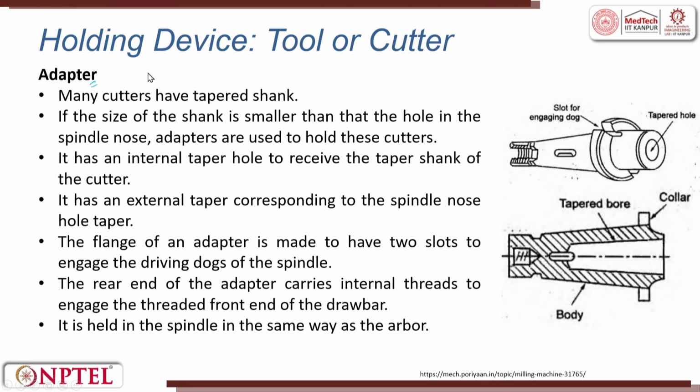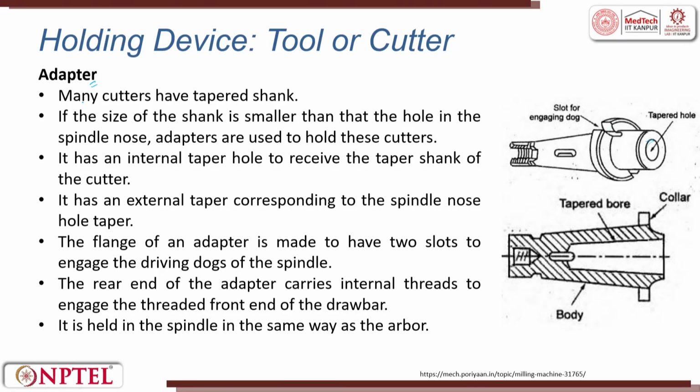Then we have an adapter. Many cutters have a taper shank. This is an adapter. So, there they have a taper hole. The shank also has a taper hole. This also has a taper hole. To mount this adapter to the machine tool, we will always have a slot to engage the dog, so that you have a positive drive.